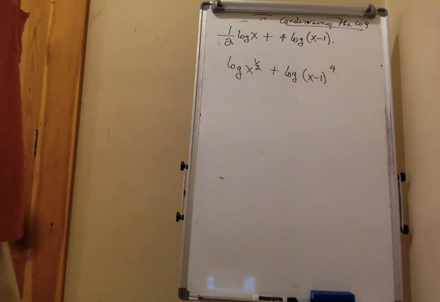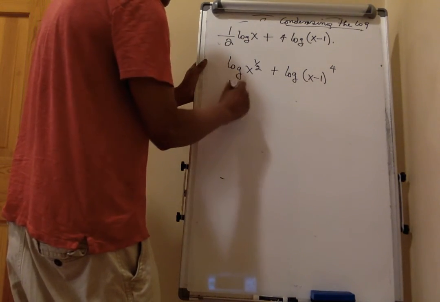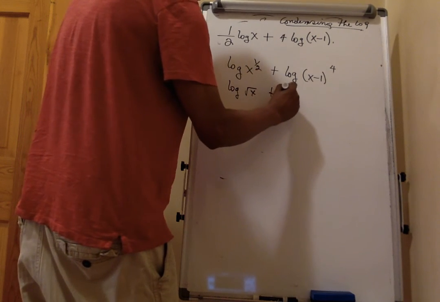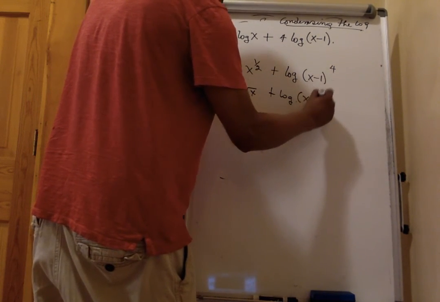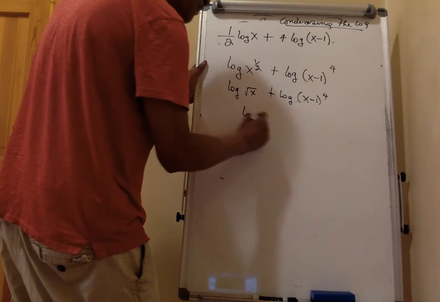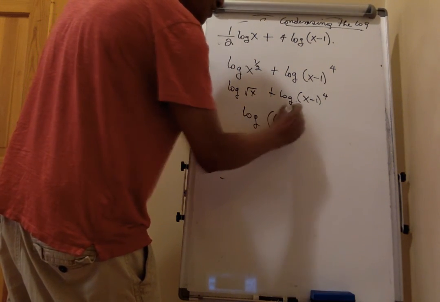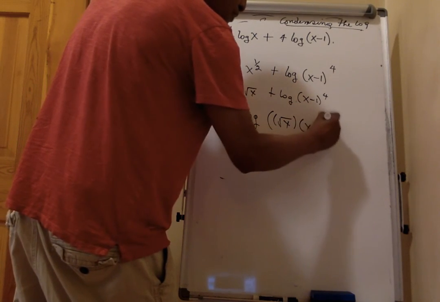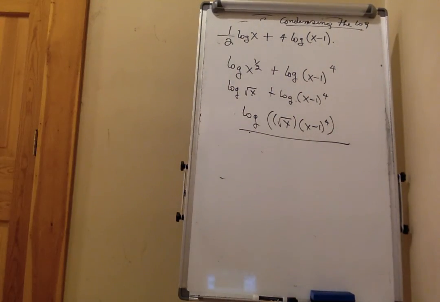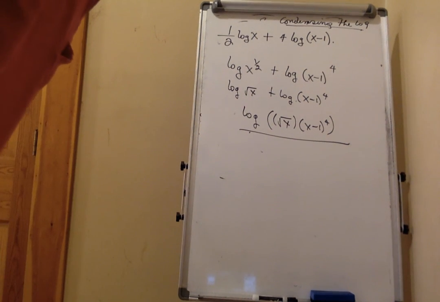And this x to the half is what? Then you could do log of the square root of x plus log of x minus 1 to the 4. So this is the same as saying the square root of x times x minus 1 to the 4. We condense it. Okay. I think that will take care of stuff. And we are done with this session.